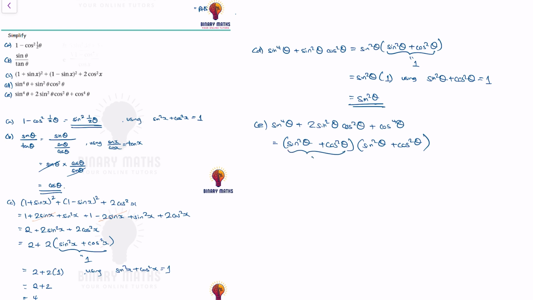Now we know that sine squared theta plus cos squared theta is equal to 1, so this is 1 squared, which is just 1.